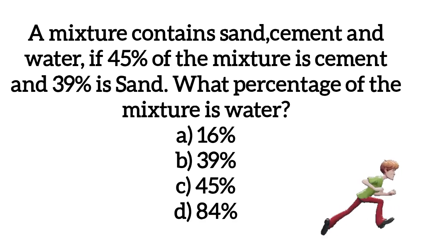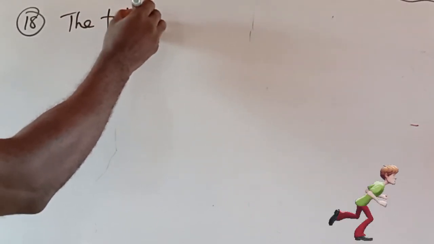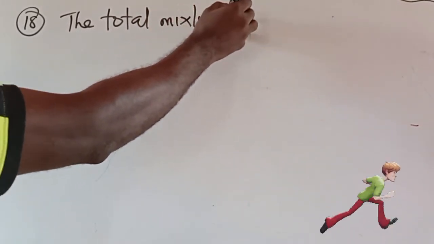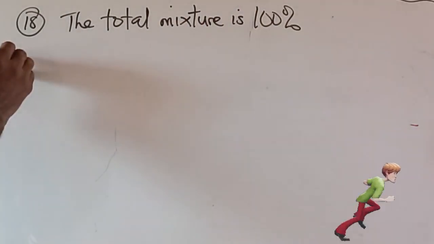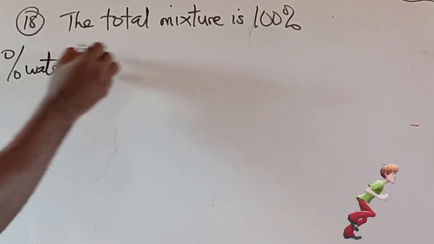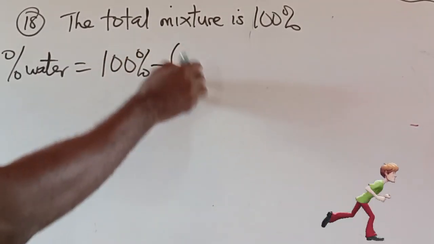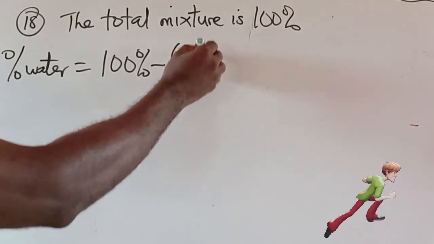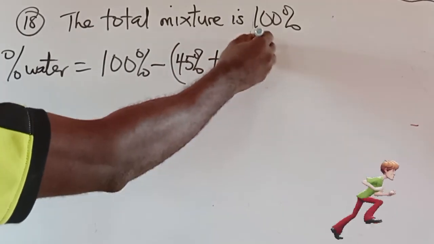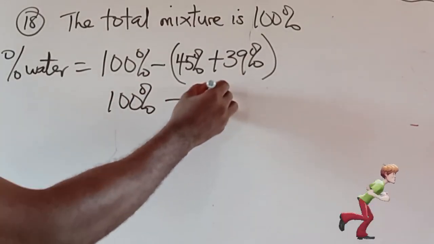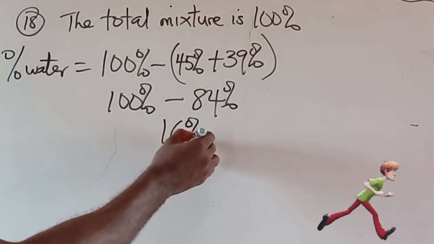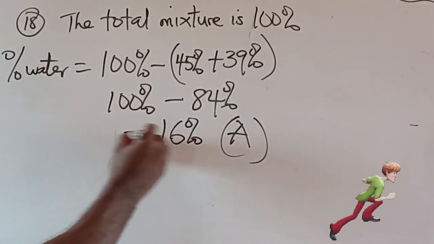Scholars, a mixture contains sand, cement, and water. If 45% of the mixture is cement, and 39% is sand, what percentage is water? When you see something like this, the total mixture is 100%. Don't forget, total mixture is 100%. The percentage of water will equal 100% minus, open the brackets, 45% plus 39%. When you add those together, you have 84%. Now, the percentage of water will be 16%. That is your A. That's our correct answer.